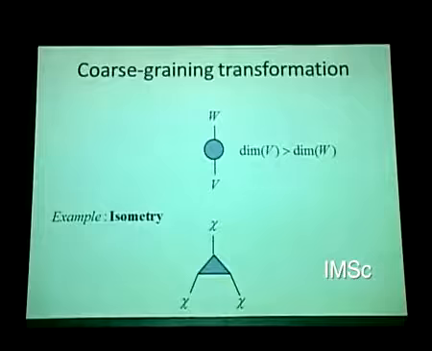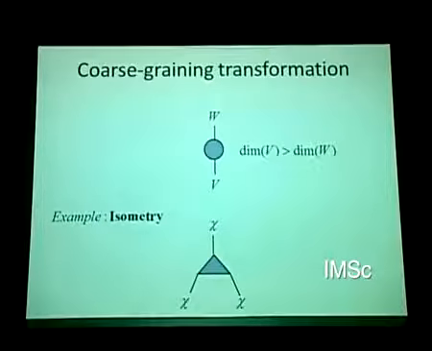Sorry? Right. So this is all coarse-graining on a lattice. Right, so they're unitary in a subspace, so you can go back.